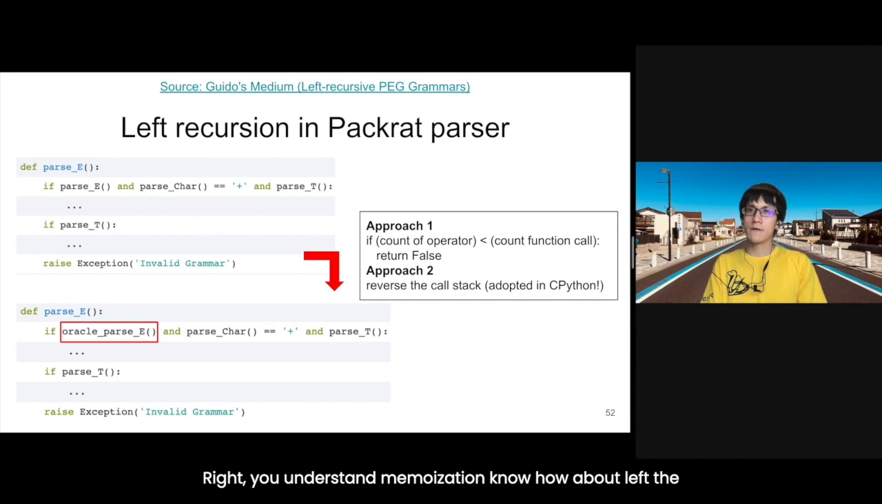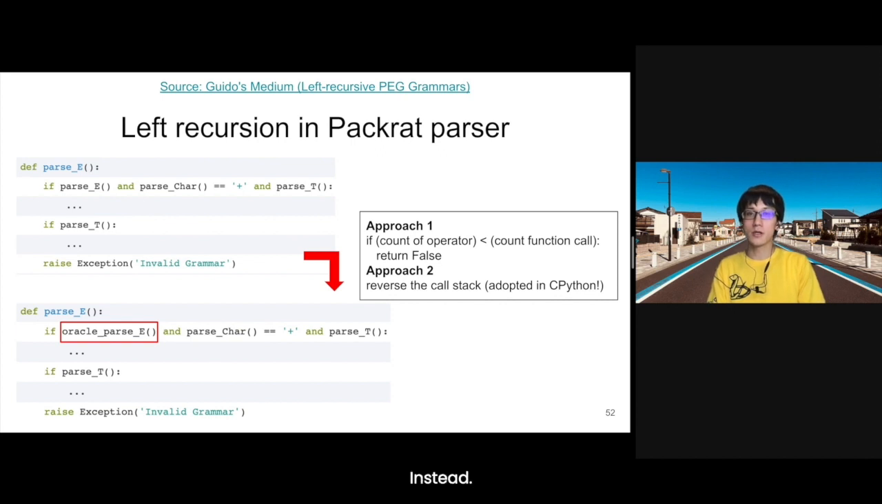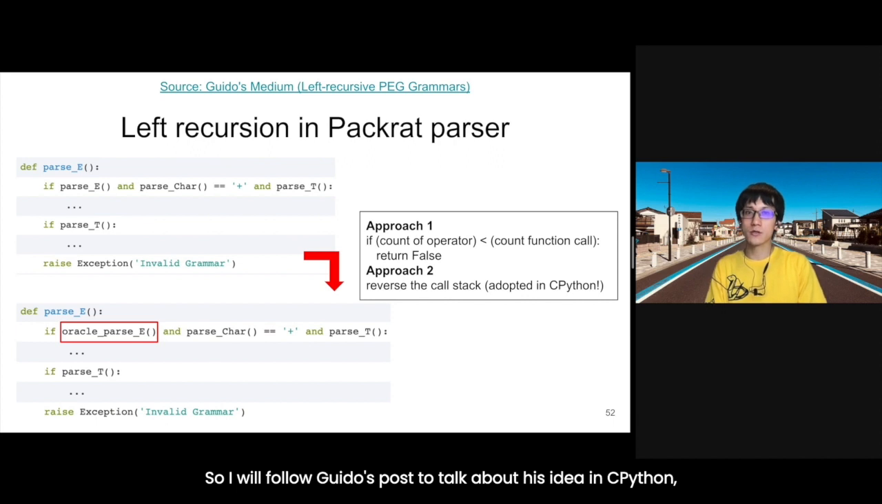How about left recursion in the PEG parser? Even with the memoization approach, we still need to handle this. This approach wasn't introduced initially in PEG parsing techniques. Instead, it was developed later in the following papers. Guido's post talked about this specifically, so I will follow Guido's post to talk about his idea in CPython.